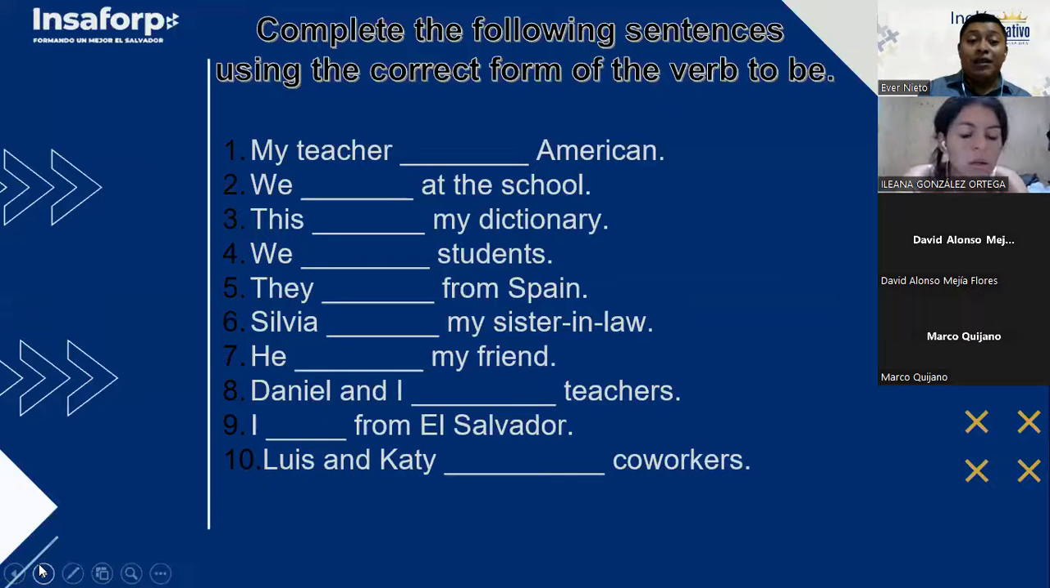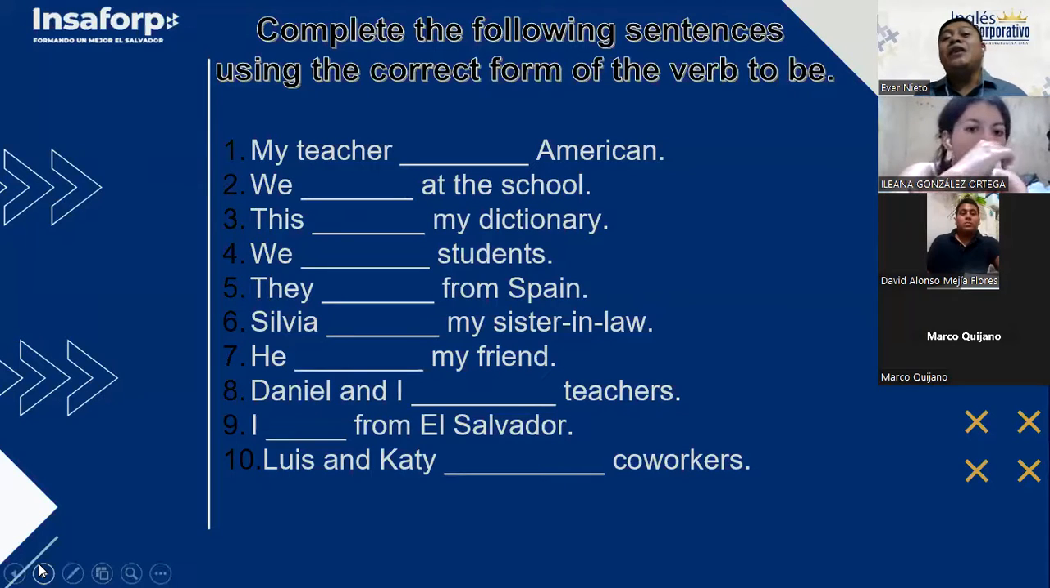So let's continue. Using the correct form of the verb to be to complete these sentences. The first one, my teacher is American. I'm American, or are American?